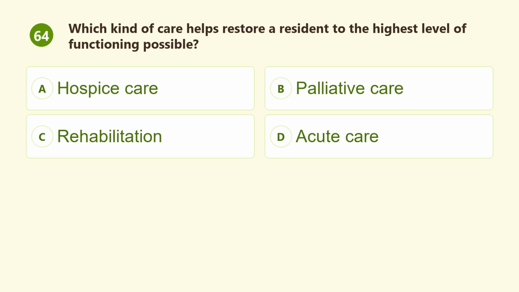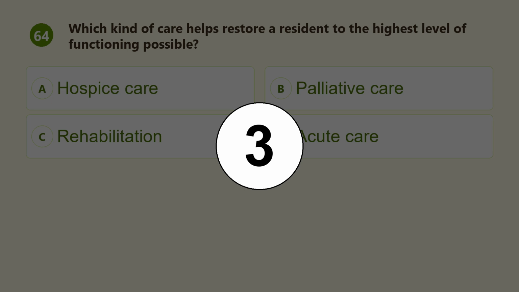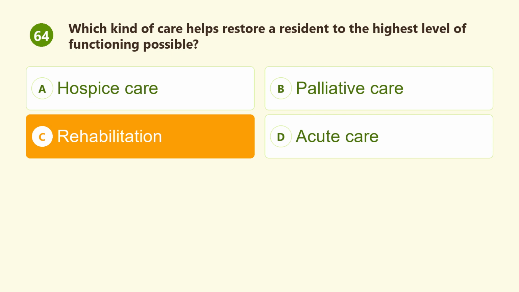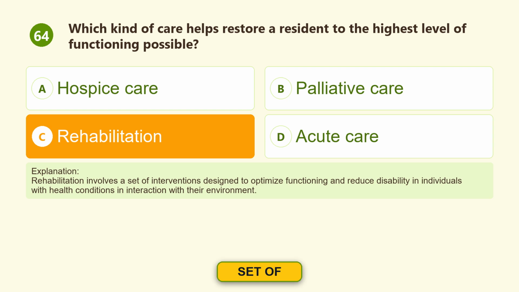Question 64. Which kind of care helps restore a resident to the highest level of functioning possible? Option A, hospice care. Option B, palliative care. Option C, rehabilitation. Option D, acute care. The correct answer is option C, rehabilitation. Rehabilitation involves a set of interventions designed to optimize functioning and reduce disability in individuals with health conditions in interaction with their environment.